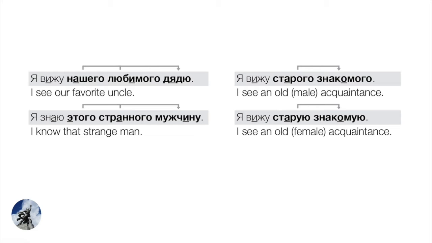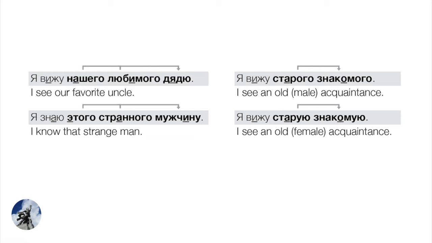Let's see some more examples. I see an old acquaintance. Well, знакомый is one of those adjectives that can stand alone almost like a noun. Is it animate or inanimate? Well, it's animate because it refers, at least the way we're using it, to people, to a male acquaintance. So let's see how it works in the accusative. Я вижу старого знакомого. I see an old acquaintance. Everything about that is masculine animate.